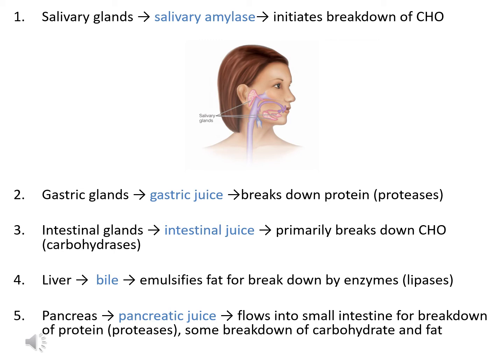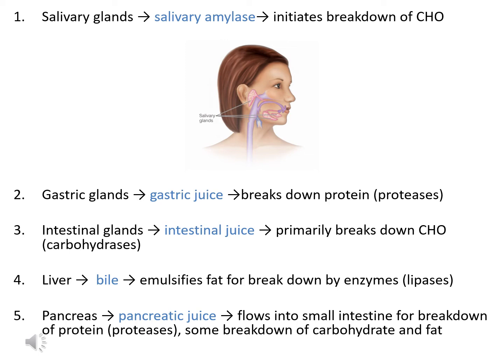Contained within this gastric juice, there are specific enzymes known as proteases, and proteases are necessary to break down protein. Then we have our intestinal glands, and they contain secretion which is known as intestinal juice. This intestinal juice contains specifically enzymes which are known as carbohydrases, and these are responsible for breaking down carbohydrate.